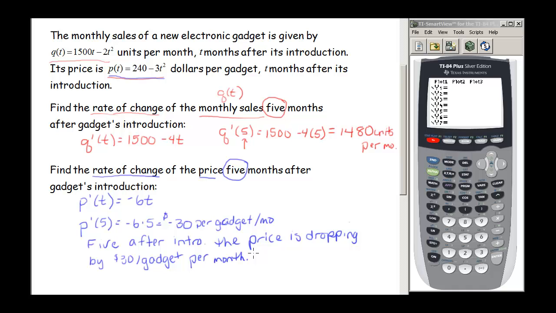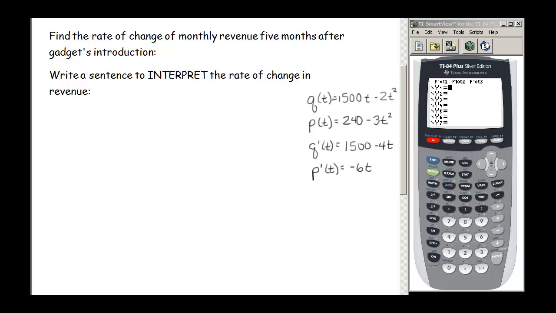Okay, now notice that I told you at the start of this video we would be using the product rule, and nowhere in that work did we use the product rule. So let's go to the next page of this one. And here we can see it says find the rate of change of monthly revenue 5 months after the gadget's introduction. So here we're looking at revenue.